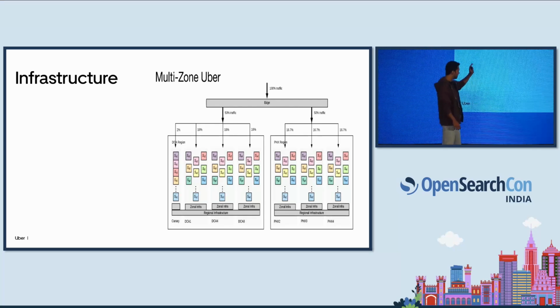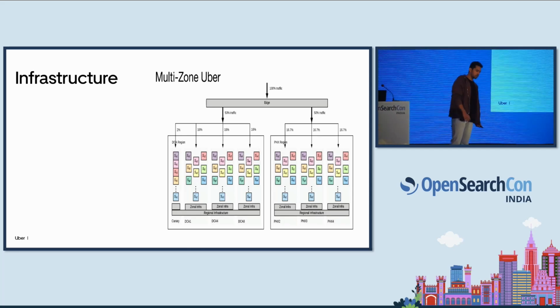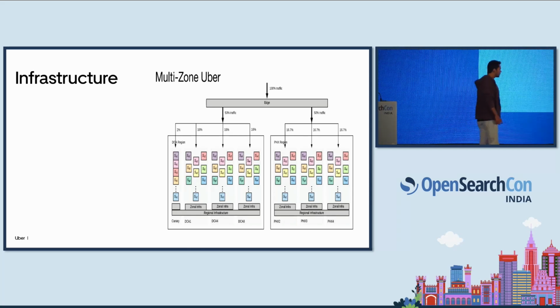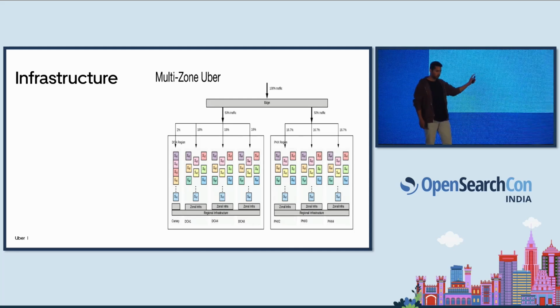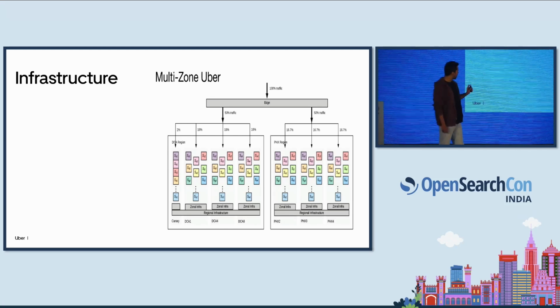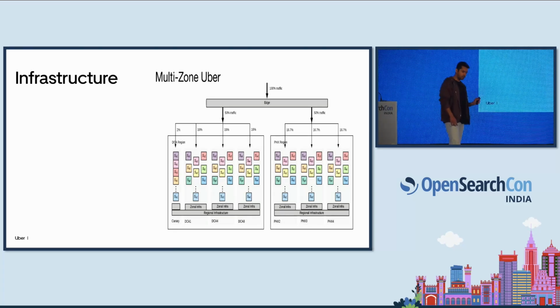Given this region and zonal infra in mind, there are different flavors of an OpenSearch cluster that could exist. The first and most basic is a zonal OpenSearch cluster, where the nodes of your cluster are only within the availability zone where it's deployed. Next, you could have a regional cluster, where your nodes are within a region but could be deployed across multiple availability zones. And theoretically, you could also have a global OpenSearch cluster, which means your nodes are deployed across both regions, but that's not what we deal with.